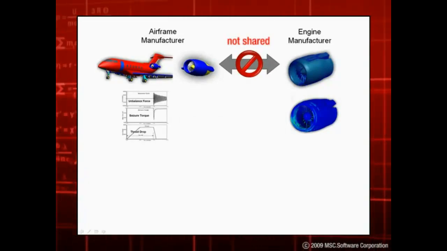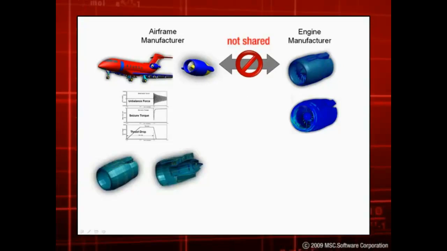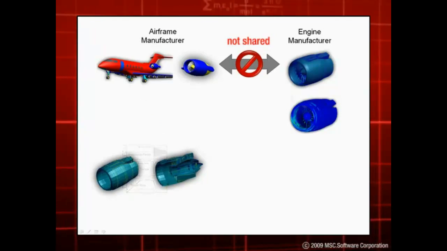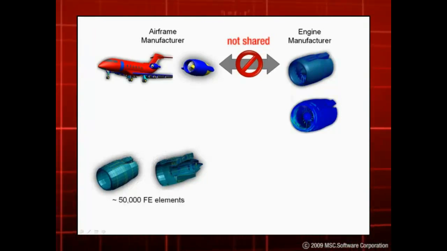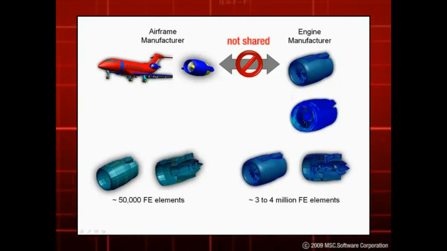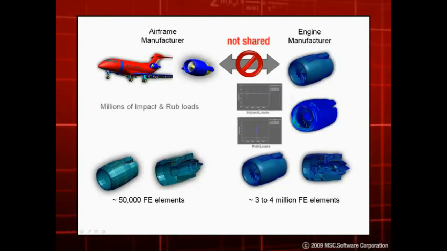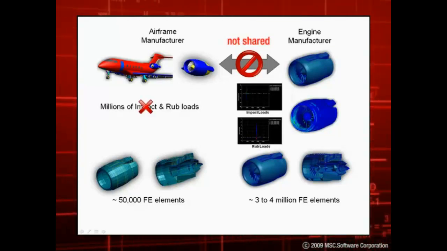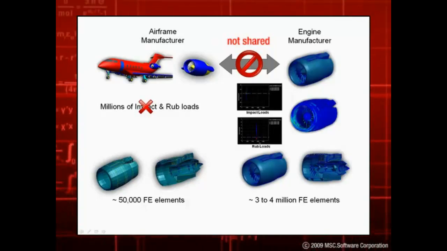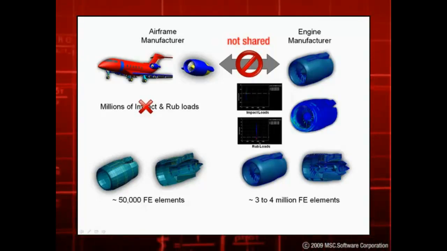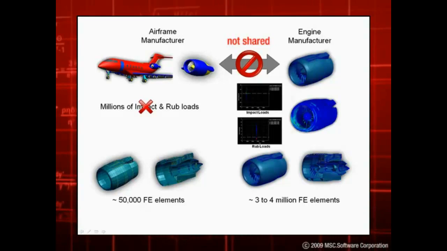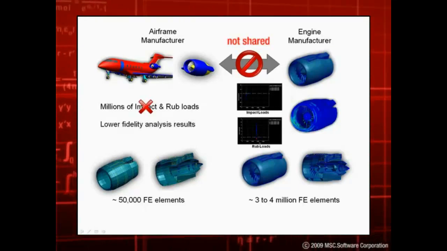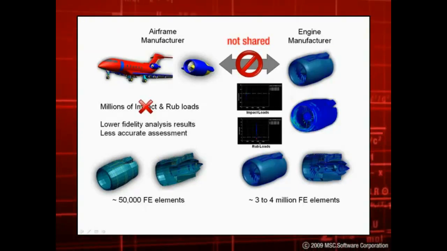Next, the airframe manufacturer will recreate the engine model for rotor dynamics. The rotor dynamics model is much simpler than a fan blade out engine model and will typically consist of less than 50,000 elements compared to the 3 to 4 million elements of a fan blade out model. As a result, they miss out on applying the millions of impact and rub loads that were generated from a bird strike or fan blade out analysis to the right location of a much coarser mesh of the rotor dynamics model at the right time. Because of this, they end up with lower fidelity analysis results and potentially an inaccurate assessment of the fan blade out and rotor dynamics events.